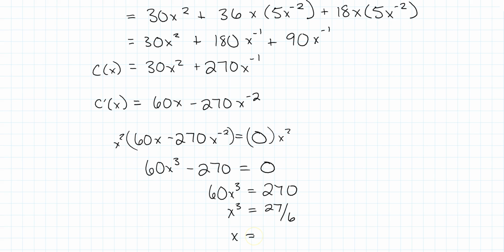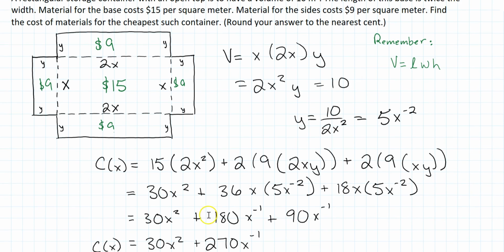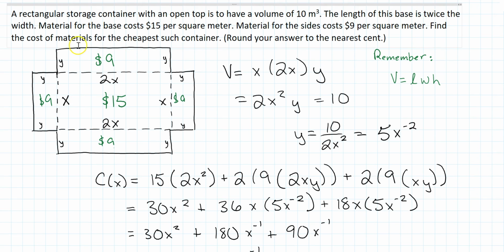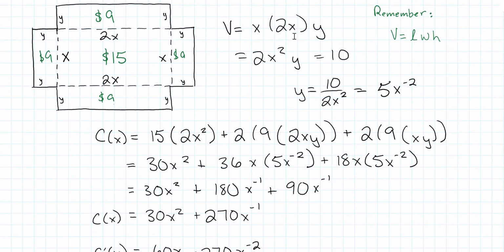And if you do that in your calculator, if you take the cubed root of 27 over 6, you're going to come up with a fairly long number, 1.65096, I think is where I left that at. All right, so that tells us how long x is, but the question they're asking us is how much it's going to cost for the cheapest container. So I need to take that x and do something with it. I need to find the cost.